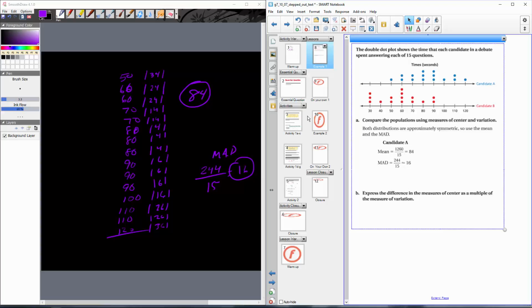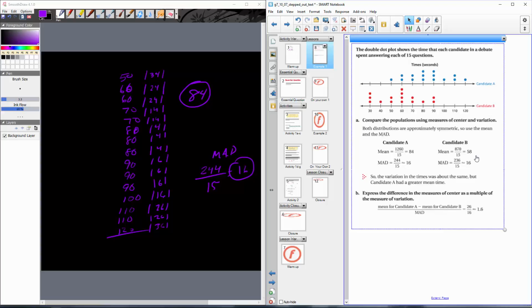Okay. Now I'm not going to do the same thing I just did for B, but these are the answers they got. 58. They took all this and added them up, got 870, and then the mean average deviation here is 16. And the way that you express the difference in measure of centers, the way of a multiple, is I would actually take this. I take 84 minus 58 divided by 16 because they're both the same.